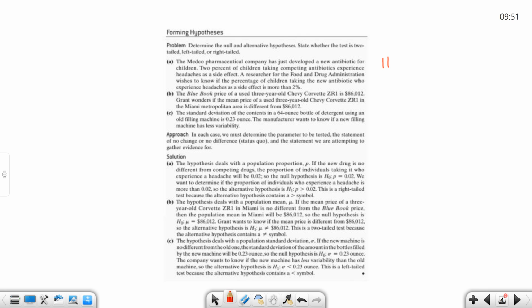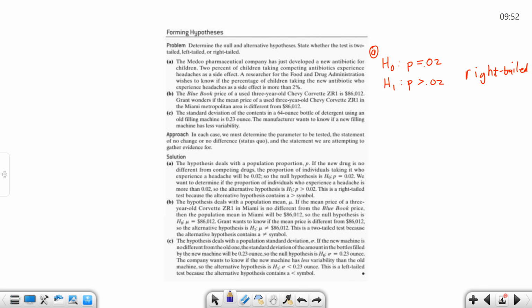So here, my H naught, this is for A. My H naught is the proportion or probability equals 0.02, 2%. And then my alternative hypothesis is my proportion is going to be greater than 0.02, because that's what the researcher wants to know. More than. And because it's greater than, we call this right-tailed. Okay? Right-tailed because it's greater than. Right-tailed, that's for part A. And if you look down here in this answer, that's what it's going to say in there.